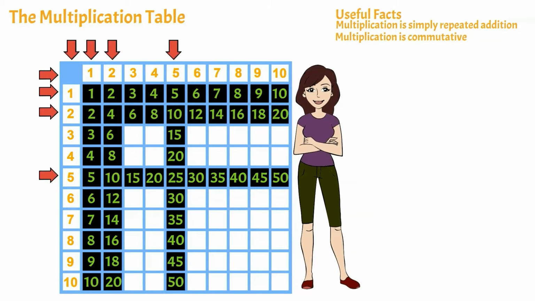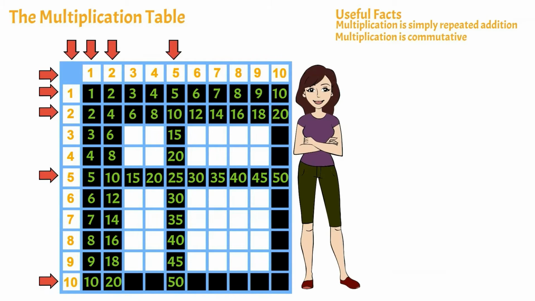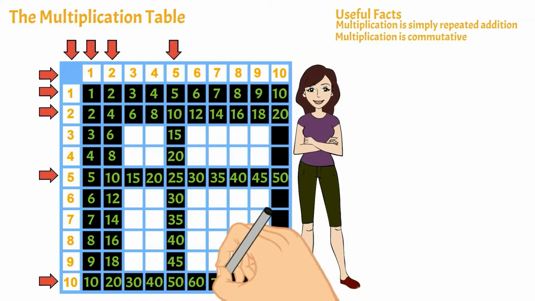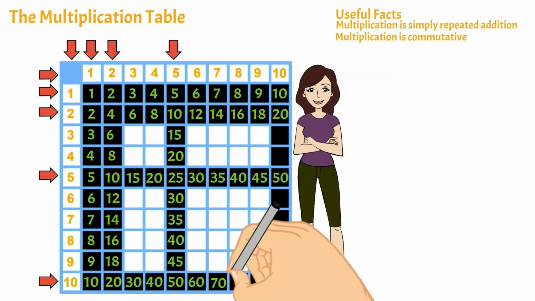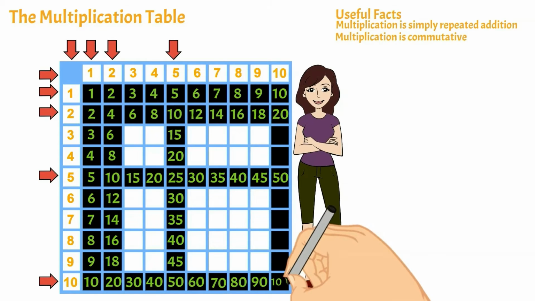The next easy one is multiplication by 10. Again, we already have answers for some. Let us start with 10 times 3. 10 times 3 equals 30. 10 times 4 equals 40. 10 times 5 equals 50. 10 times 6 equals 60. 10 times 7 equals 70. 10 times 8 equals 80. 10 times 9 equals 90. 10 times 10 equals 100.